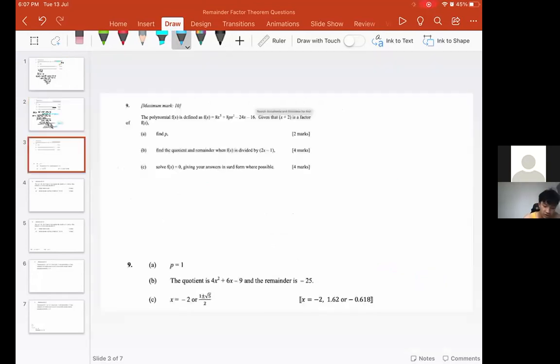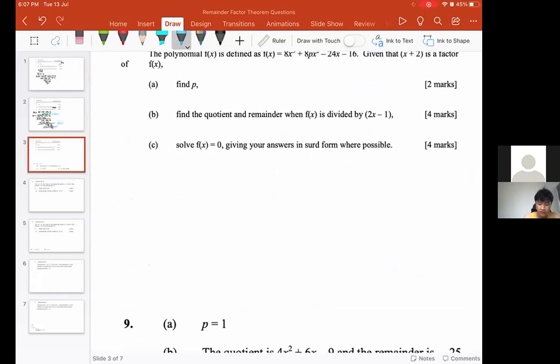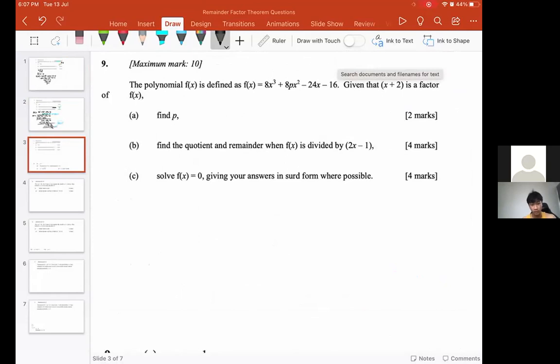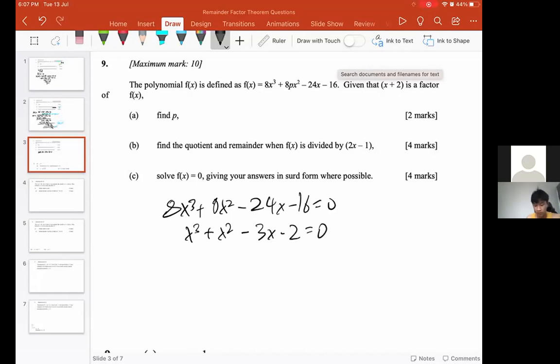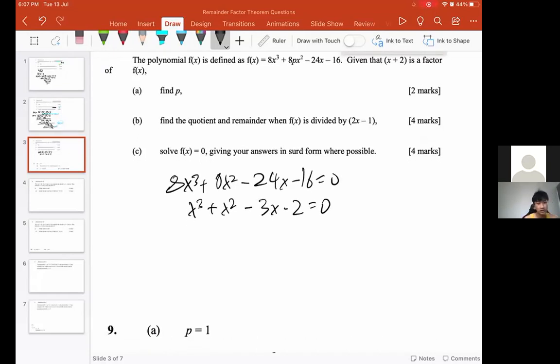Now we're going on to question 9c. Solve f(x) equals 0, giving your answers in surd form where possible. So let us continue with this equation. We have, once again, to rewrite f(x) in the full form which we have determined, which is 8x cubed plus 8x squared minus 24x minus 16 equals 0. We can divide by a common factor of 8 throughout to get x cubed plus x squared minus 3x minus 2 equals 0. From here, we can use 2 methods, either synthetic division, comparing coefficients, or perhaps a third method, which would be long division, but I wouldn't recommend that.